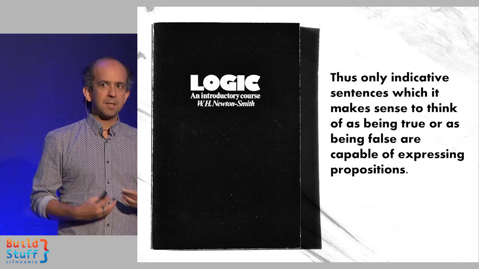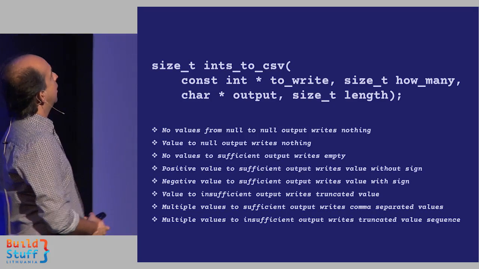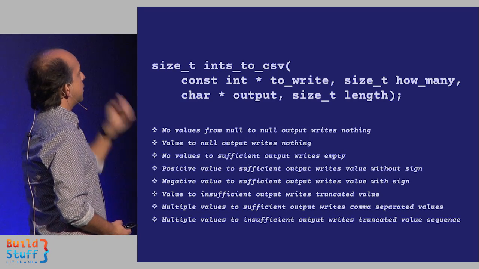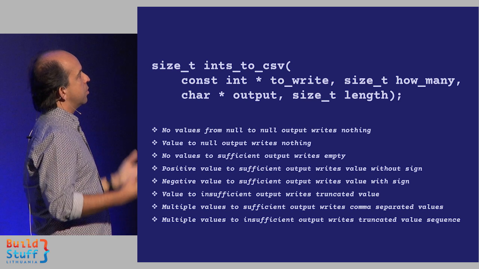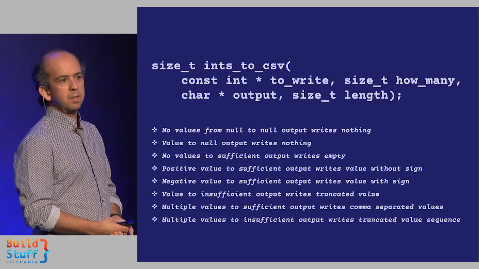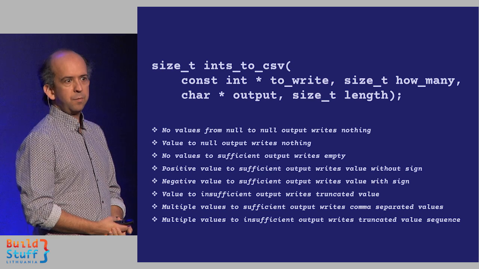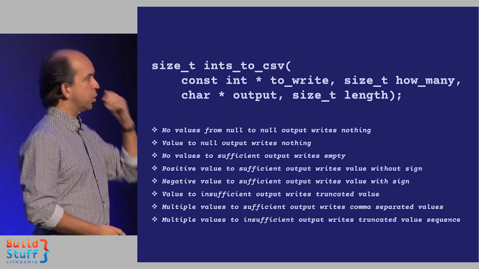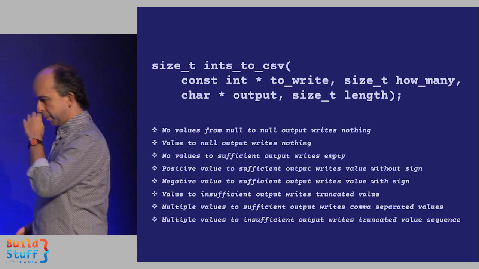Well, if we go back and take all the test names and take out the underscores, we see that these are all regular statements. Value to null output writes nothing. That is, if that's true, then we've succeeded. If that is not met, then we have failed. Okay, it's very simple. It's a proposition. Okay, let's take that the next step.